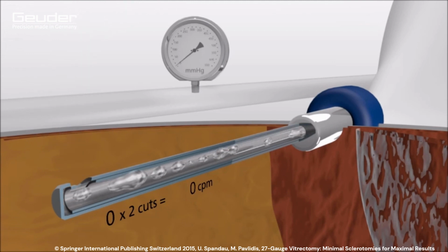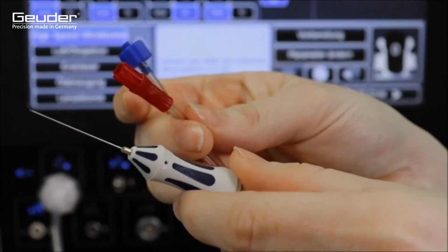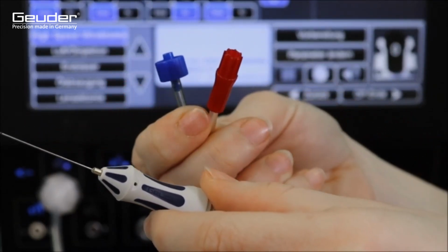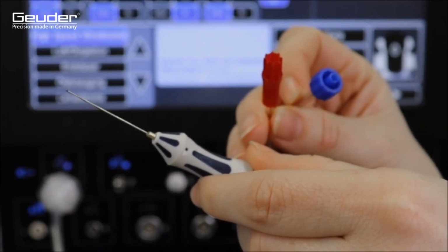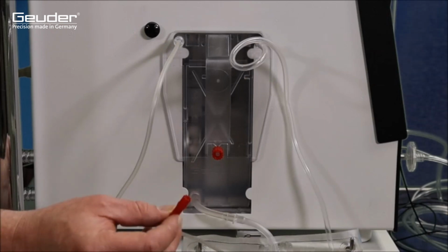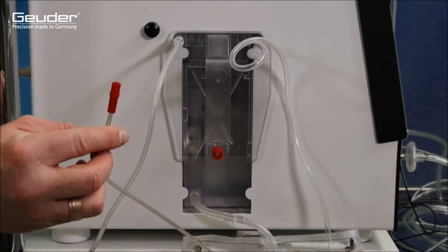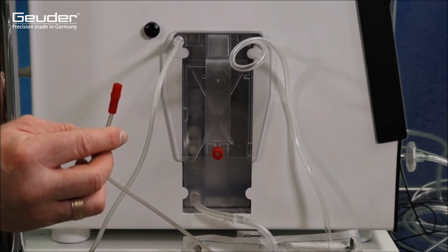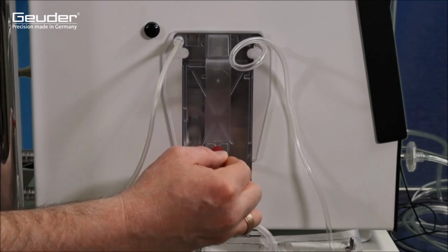The vitrector is now connected to the device system accordingly. The red connector is connected to the cassette, the blue connection is connected to socket 2 below the screen. Here is the side view of the Megatron S4HPS, with the cassette already inserted. The corresponding aspiration tube of the cutter is connected to the red safety connector.